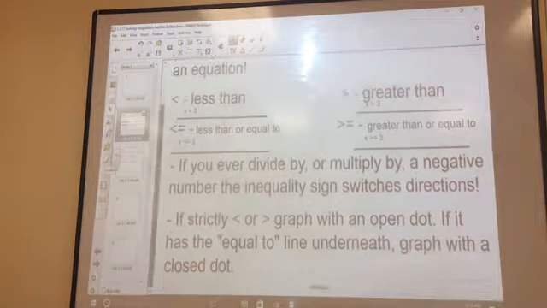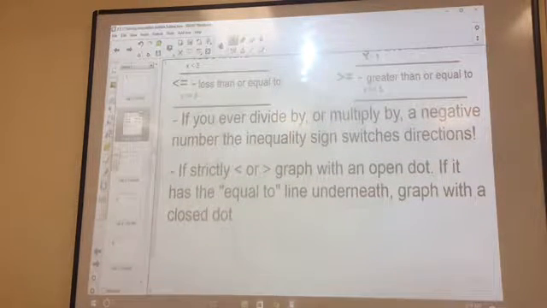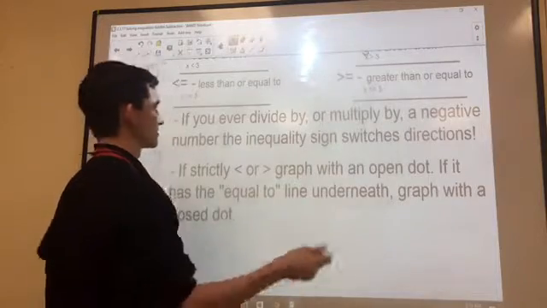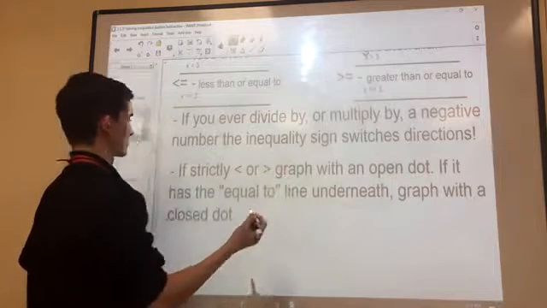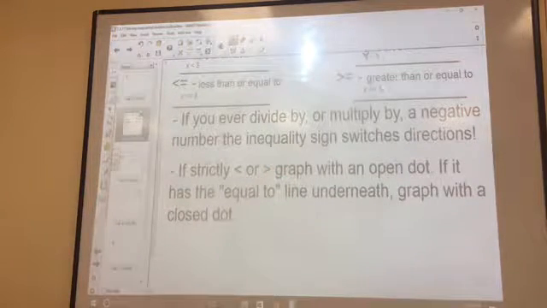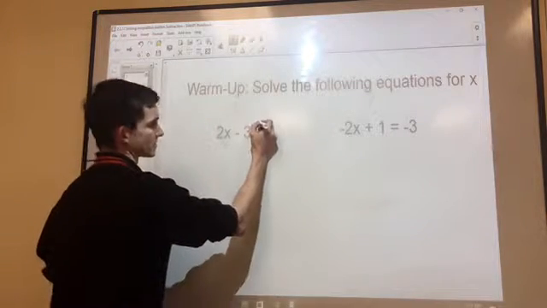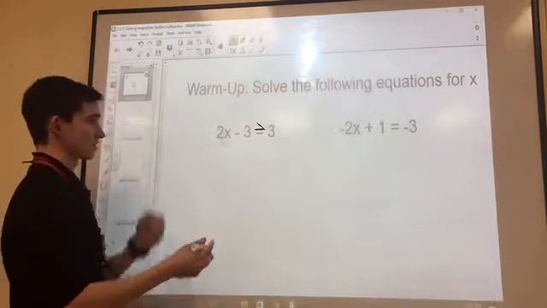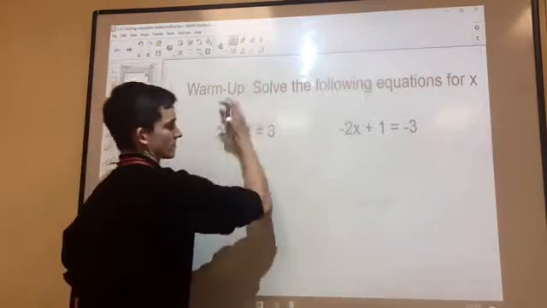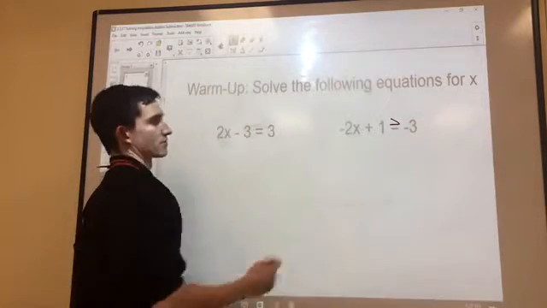Some important things to take note of for later on: if you ever divide or multiply by a negative number when you're solving an inequality, the sign flips directions. For example, let me move up here. I'm going to turn this into an inequality, so this is greater than or equal to. The reason I'm doing this one is because of that negative right there.